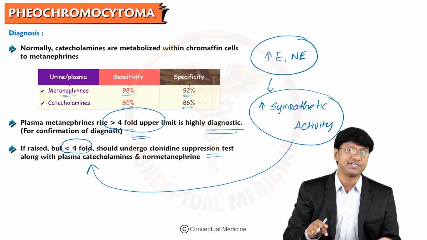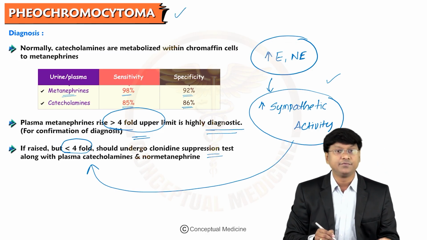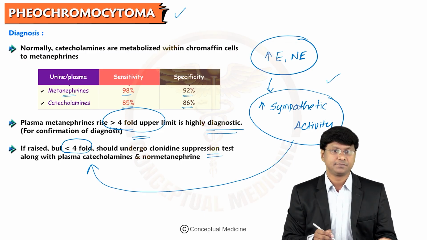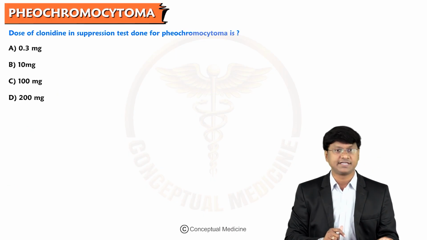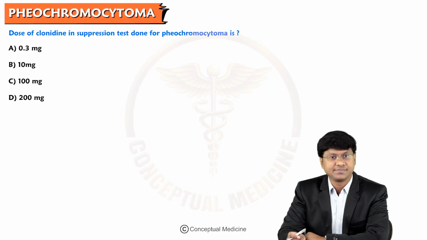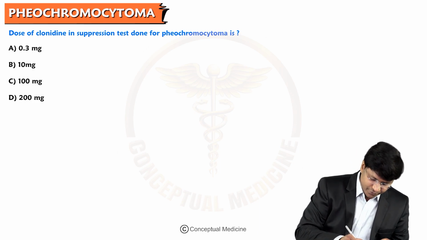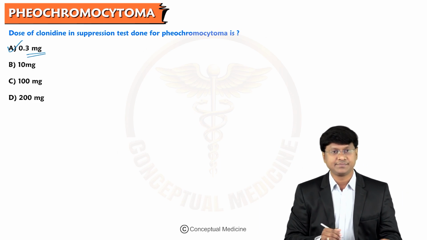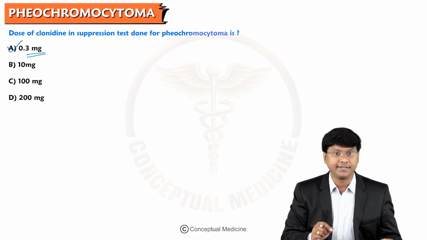In order to differentiate whether the rise in your epinephrine and norepinephrine is because of sympathetic activity or because of your pheochromocytoma, we need to do this clonidine suppression test. And what is the dose of clonidine we give in the clonidine suppression test? You see this question: dose of clonidine in suppression test done for pheochromocytoma is 0.3 milligrams, 10 milligrams, 100 milligrams, 200 milligrams. So the dose of clonidine in suppression test done for pheochromocytoma is 0.3 milligrams.